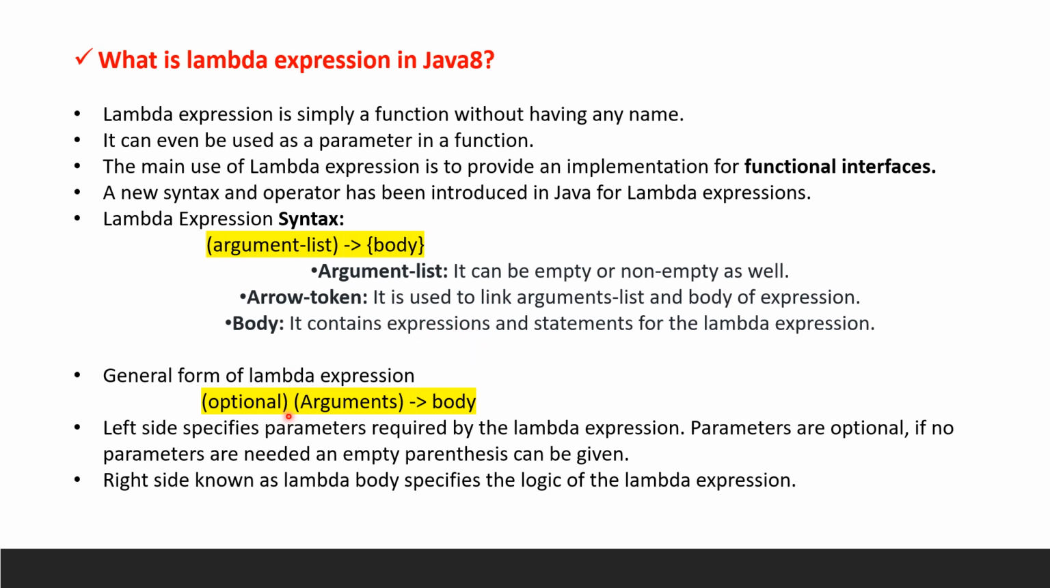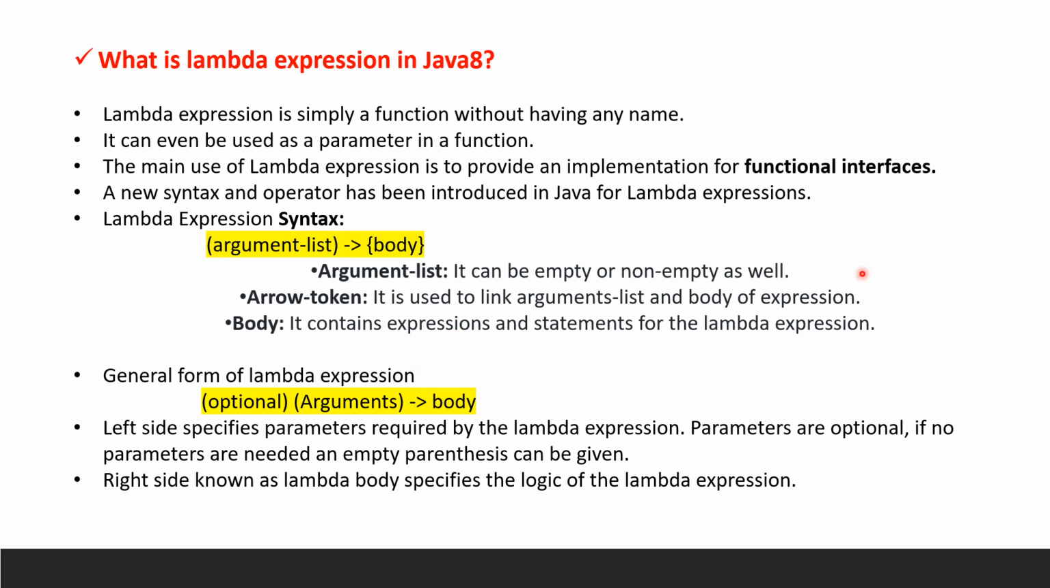In the general form, the arguments are optional, along with the body. The left side specifies the parameters required by the Lambda expression, and parameters are optional. If no parameters are needed, an empty parenthesis can be given. The right side, known as the Lambda body, specifies the logic, what operation we have to do using the argument list on the left-hand side, which is the logic of this Lambda expression.